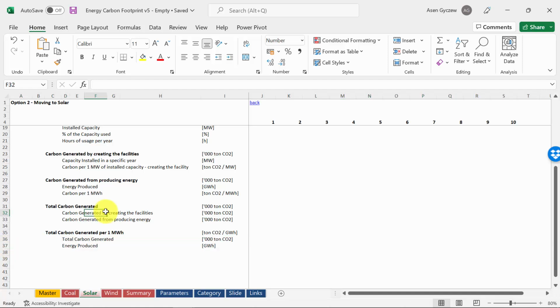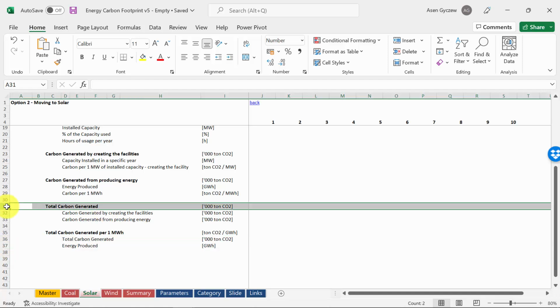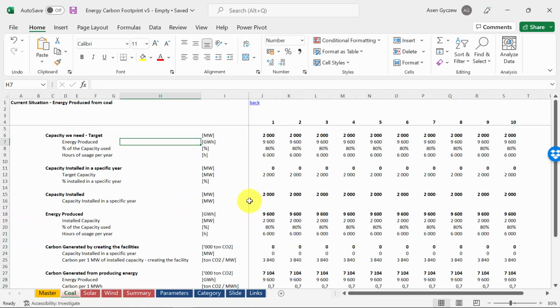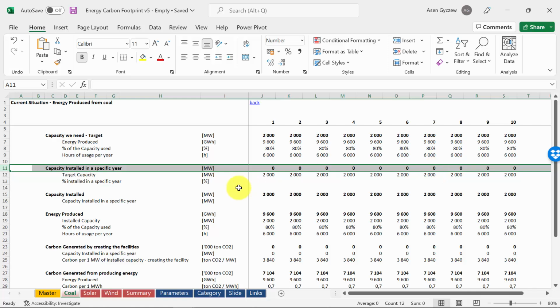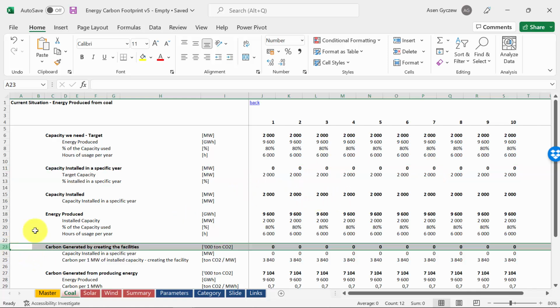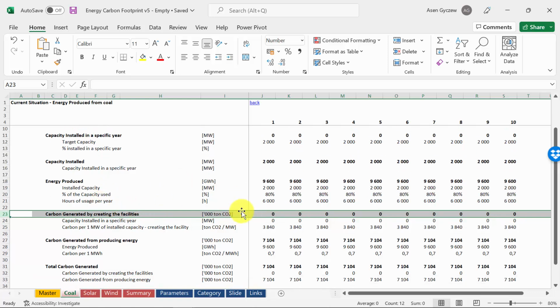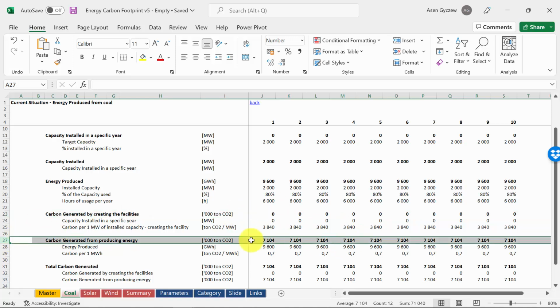Our goal will obviously be to find out whether, in this 10-year period that we're looking at, the total carbon generated from solar and wind will be smaller than from coal. For the coal, we have already done the calculations. As you can see, we don't assume any new capacity, so we are just using the old one. Therefore, if we look at row 23, we don't generate any carbon due to building new facilities because we just use the old one. However, obviously, the carbon from producing energy is huge.